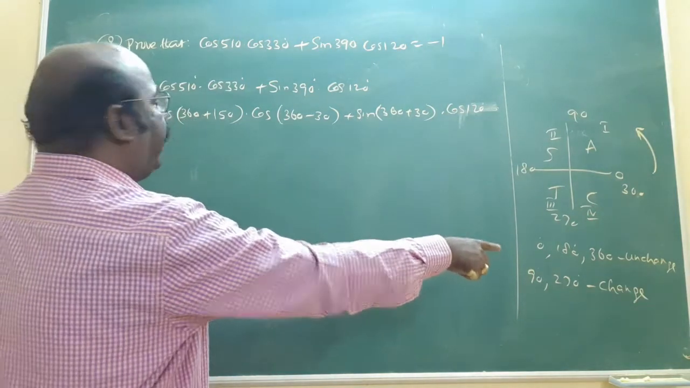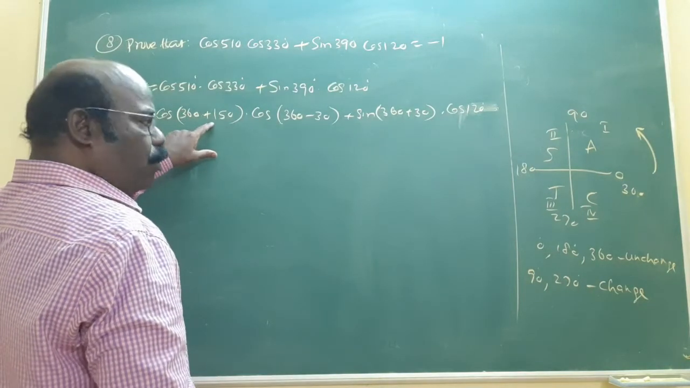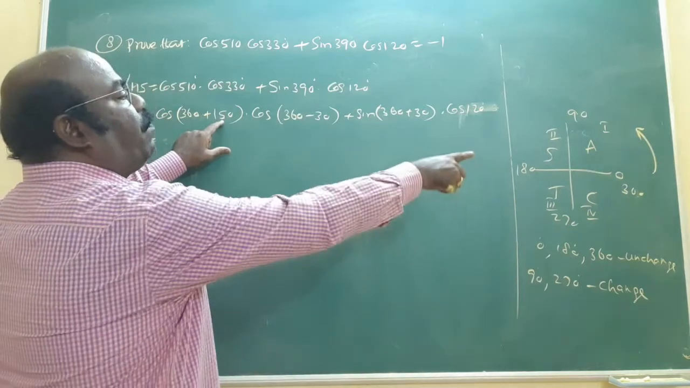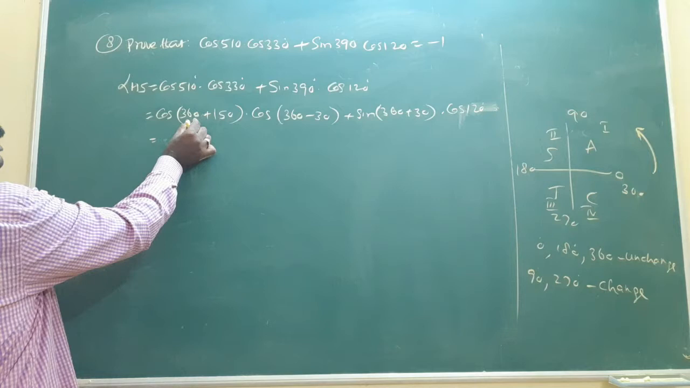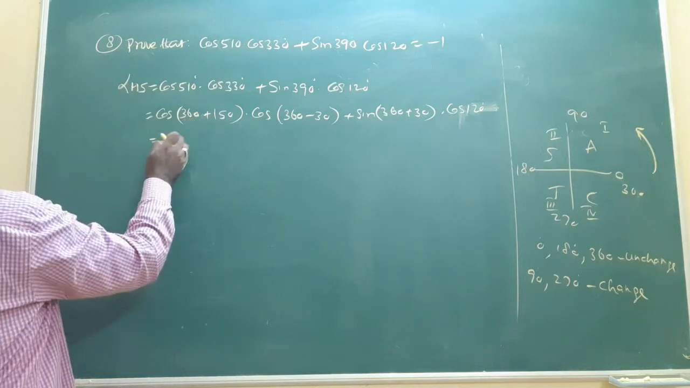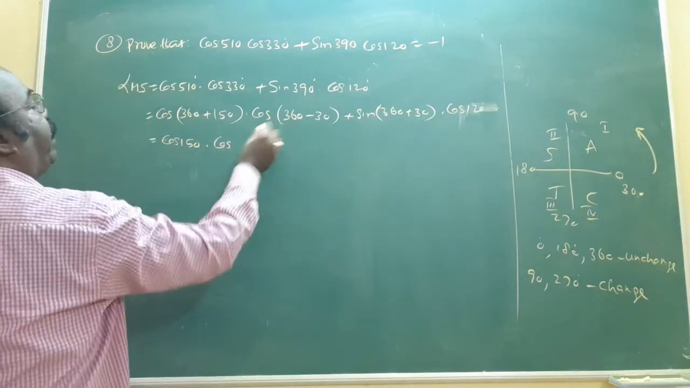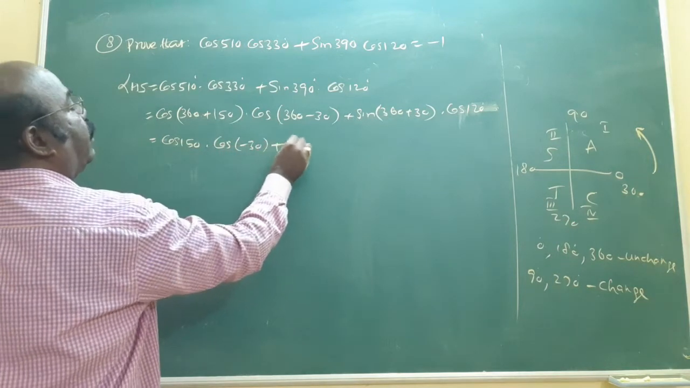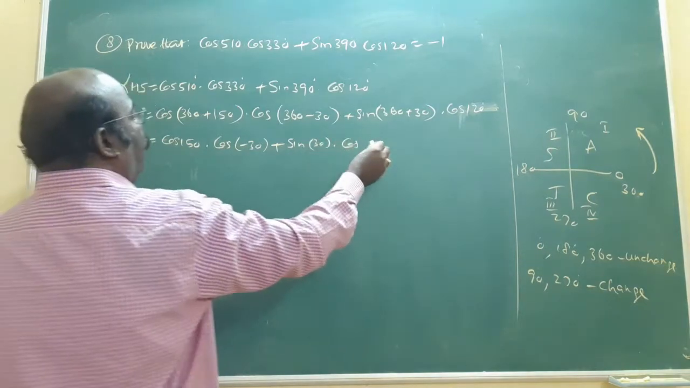Because 360 means unchanged. Cos of 360 unchanged. Cos becomes cos 150. 360 plus is what? First quadrant positive. Otherwise it is a simple concept. The multiple of 360 becomes 0. The remaining answer is cos 150. In cos here minus 30. Here sin 30. Here cos now 120.